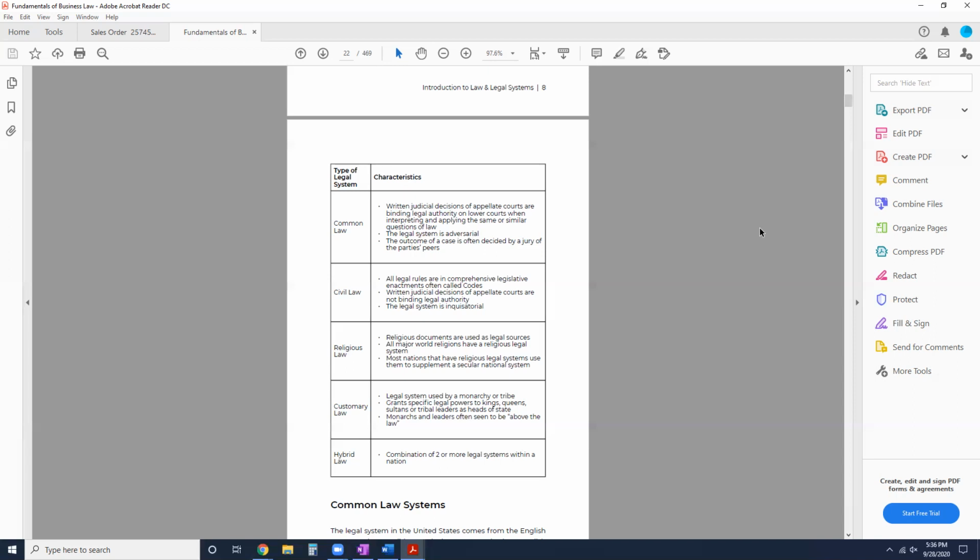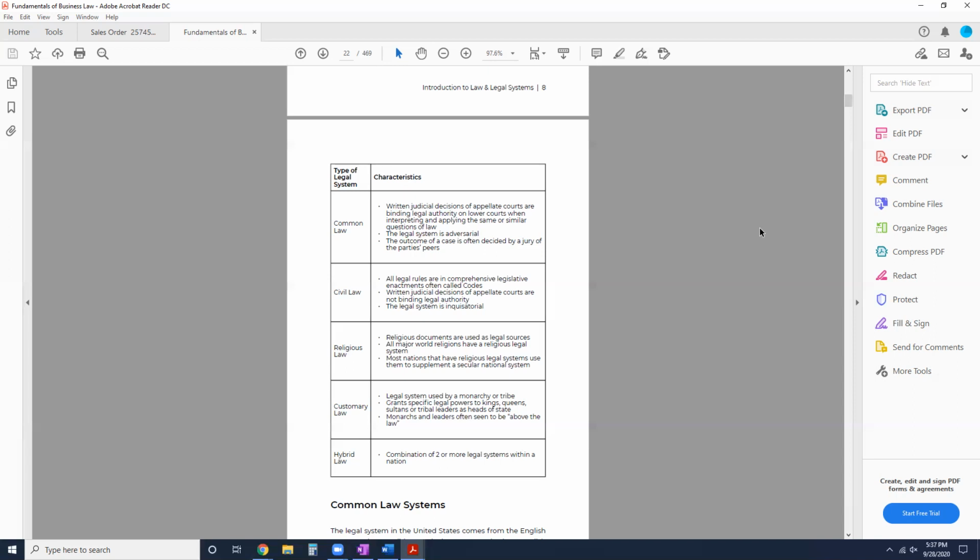And as the sides argue it out and ask the judge to get involved in deciding an issue about the case, the judge will do it, but the judge will not interject themselves into that case. That is common law. Okay.